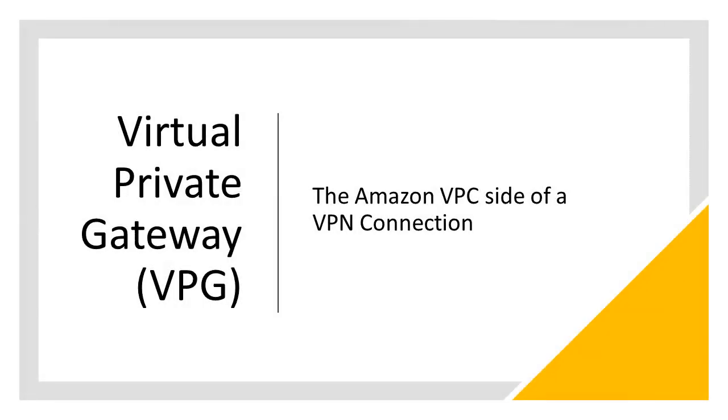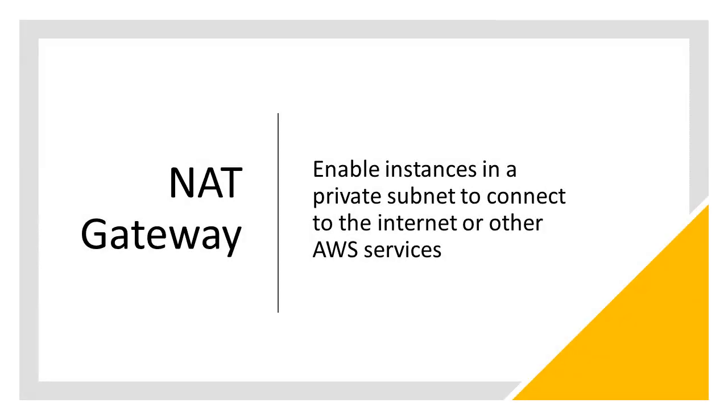Virtual Private Gateway, VPG, Service. We associate a Direct Connect Gateway with the Virtual Private Gateway for the VPC. Then, we create a private virtual interface for our AWS Direct Connect connection to the Direct Connect Gateway. NAT Gateway Service. A NAT Gateway is a Network Address Translation, NAT, service. We can use a NAT gateway so that instances in a private subnet can connect to services outside our VPC, but external services cannot initiate a connection with our instances.